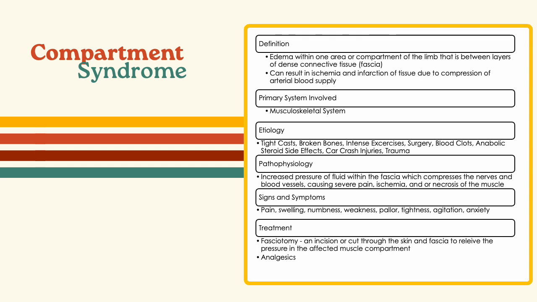When we think arterial, this is the systemic blood flow that has oxygenation in it. So ischemia would happen first. You'll see deprivation of oxygen, and then eventually it can turn into necrosis or an infarction if it's not treated aggressively. So etiology: it can be tight casts with broken bones, intense exercises, surgeries, blood clots. You can get this from steroids as a side effect, car crash injuries, and trauma.